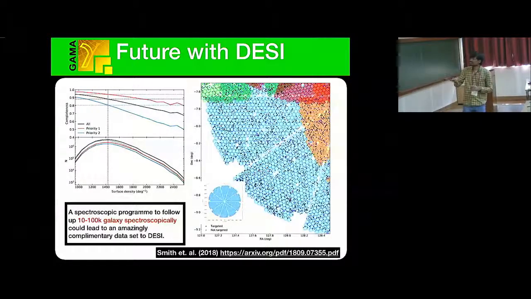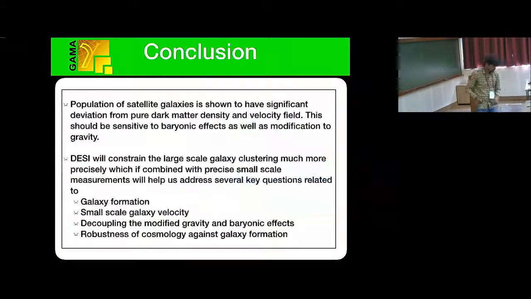But if you can come up with a spectroscopic follow-up program for these incomplete regions, even for a subpart, then that will be a greatly complementary data set with DESI to study these kinds of effects, especially for different classes of galaxies. And so I will leave you with my conclusion, where I've shown that in terms of velocity dispersion, we detect significant deviation in the GAMA survey if you want to try to model these very small scales. And if you can think of a complementary survey to DESI, that will be great for many of these things.